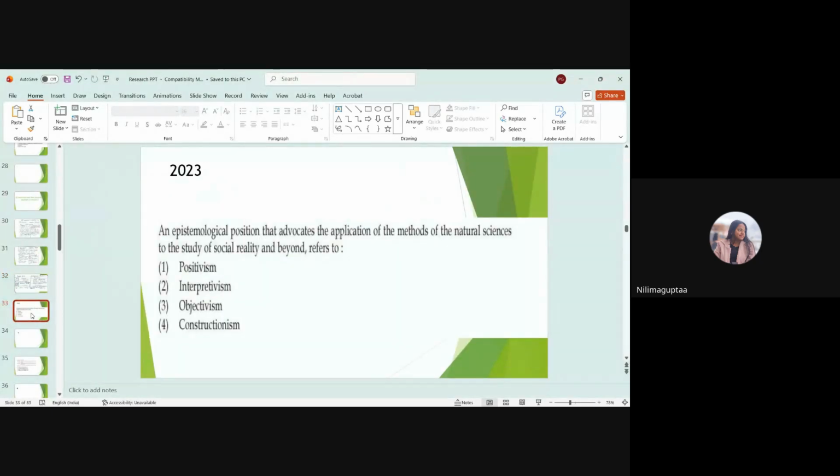Now certain questions based on the same. This is a 2023 question: an epistemological position that advocates the application of methods of natural science to the study of social reality and beyond refers to what? See, you need to focus on keywords like natural science. You'll get the answer.